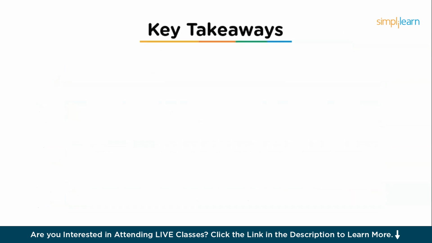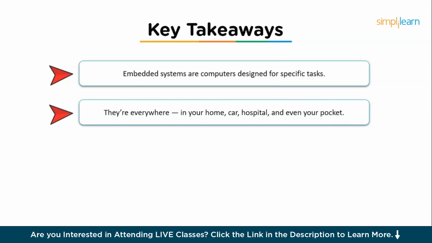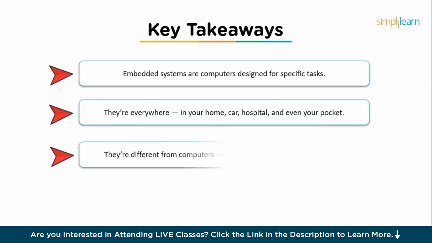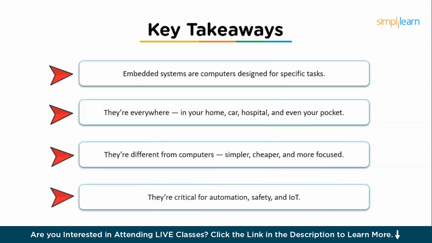So let's have a quick recap of this. Embedded systems are computers designed for specific tasks. They are everywhere in your home, car, hospital, and even in your pocket. They are different from computers; they are simpler, cheaper, and more focused. They are critical for automation, safety, and IoT. And they are only going to become more important in the future. So let's now move on to the next module.